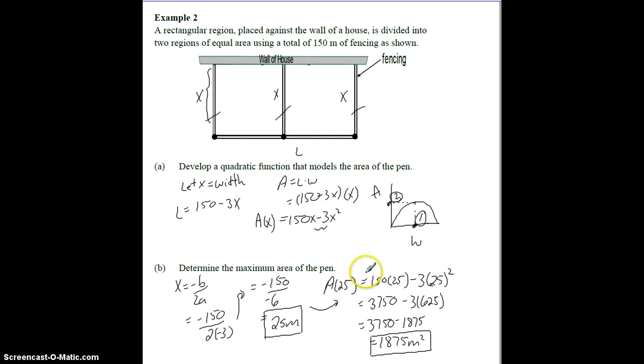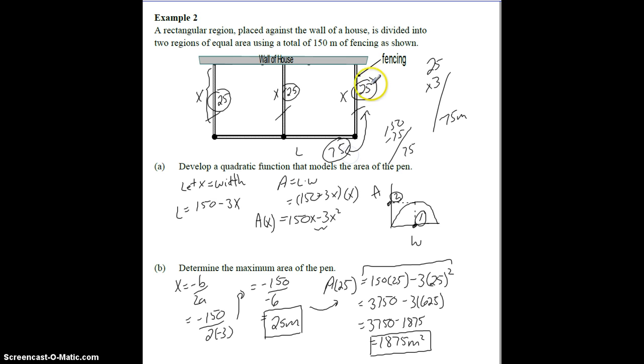And again, you can work this step out completely, or you can always check it by putting your width back in. So you had 3 widths, each were 25. So you used up 75 meters out of the 150 just on the widths. There's only 150 to begin with. We just used up 75. So 75 meters left. So area calculation, 25 times 75 should give us 1875.